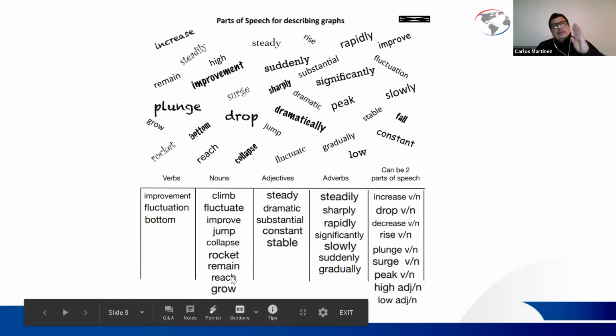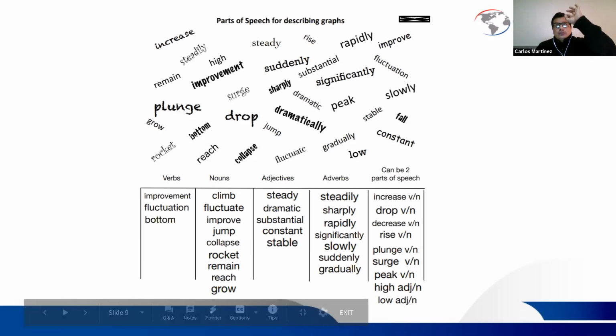Reach is when you set yourself an objective. Maybe your objective is 10, so it's going slowly up, 1, 2, 3, up to 10. Then you reached a certain level.